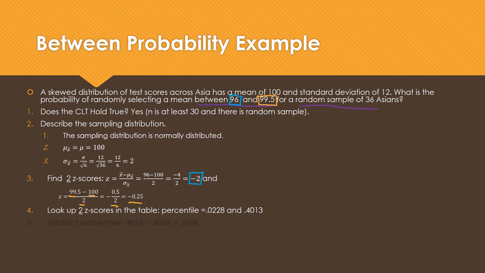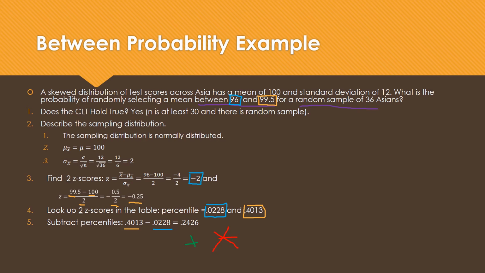We're going to look up two z-scores in the table. So we have a percentile of 0.0228 for the -2 and a percentile of 0.401 for the -0.25. On the next slide, I'll show you how to calculate the probability for the z-score of -0.25. And the last step is to subtract the percentiles. We want the bigger one minus the smaller one, because you always want it to be positive. If it's negative, then you did something wrong.